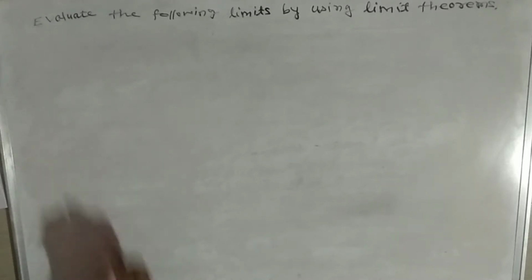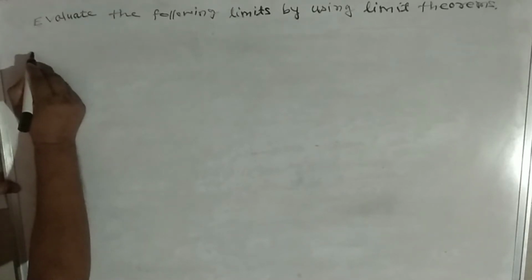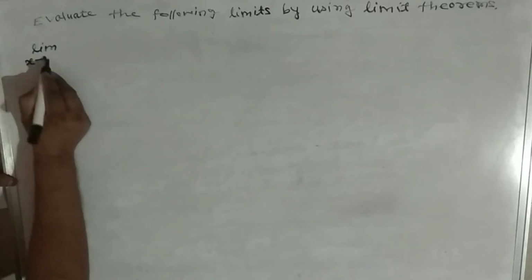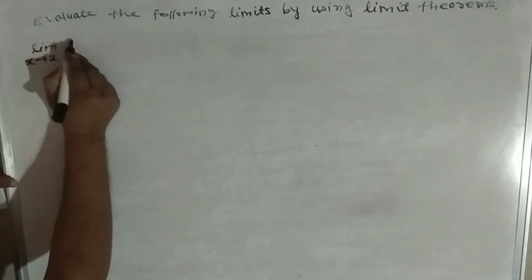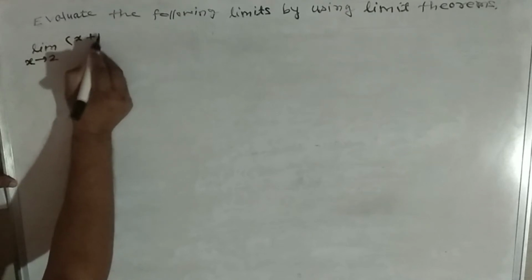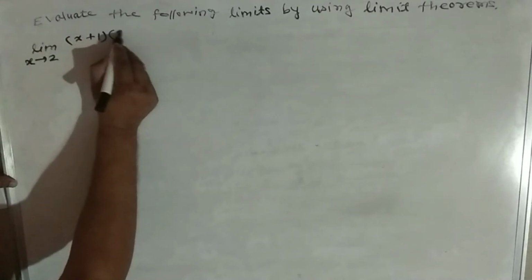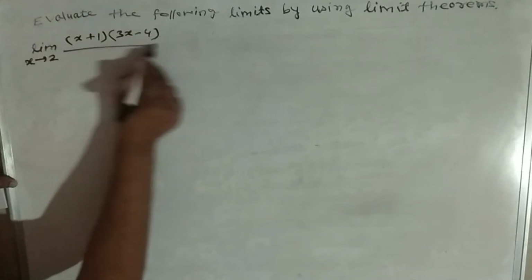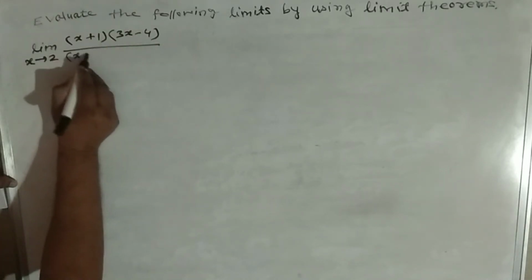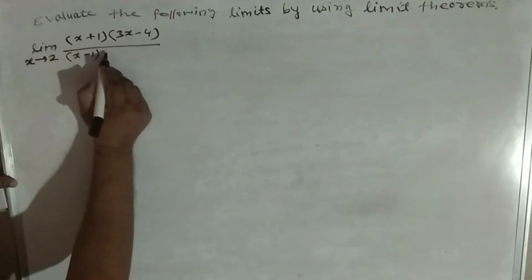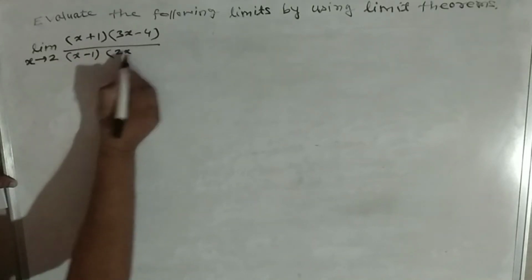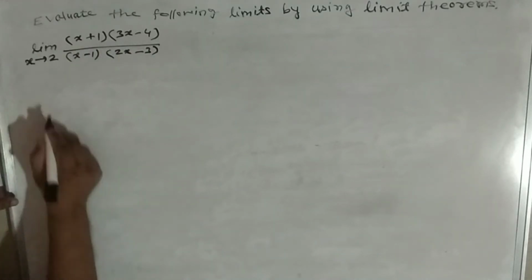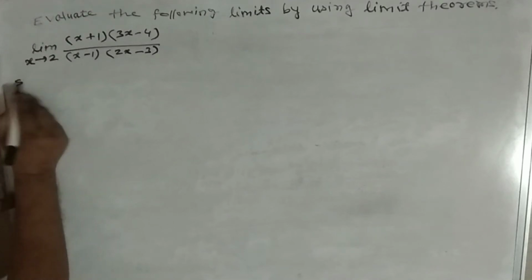Now we see another example. Limit as x tends to 2 of the function (x + 1) into (3x − 4) divided by (x − 1) into (2x − 3). We will solve this problem. Solution.